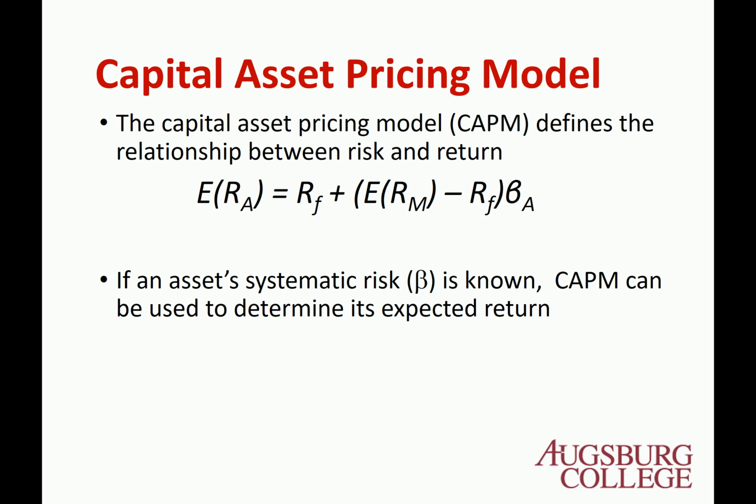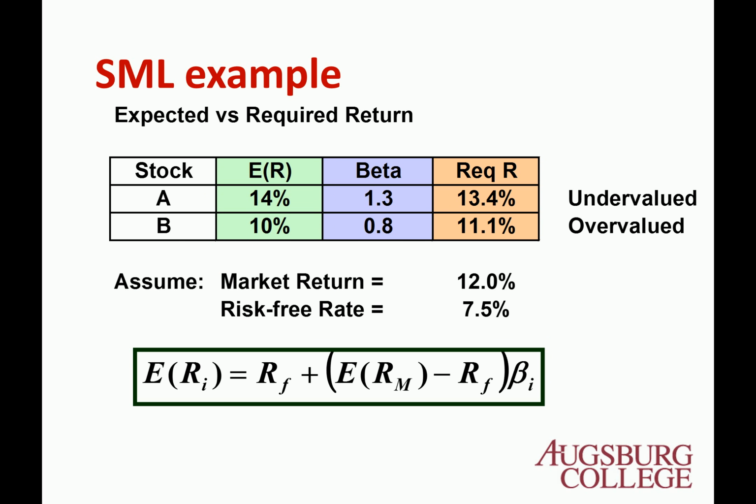So the capital asset pricing model shows the relation between the expected return on a certain asset and the risk level, the systematic portion of the risk of that asset, which is beta. If the beta is known, CAPM can be used to determine its expected return. Okay, this is the example. You can find the required return here from the CAPM using these numbers. You can practice.